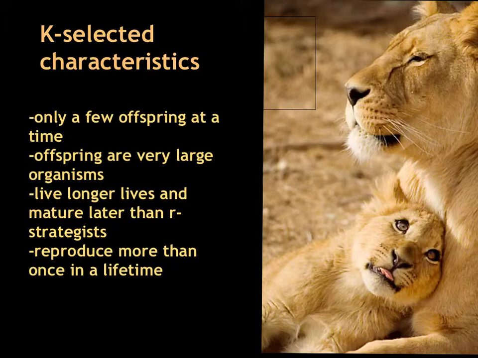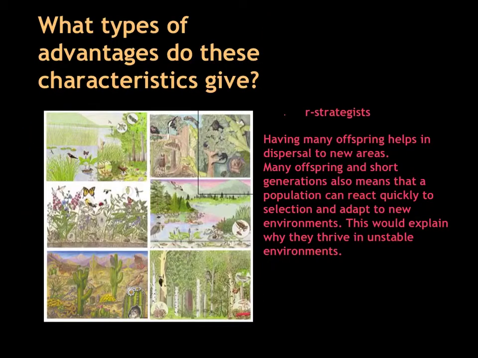K strategists, on the other hand, tend to have fewer offspring, but they devote a lot of energy into not only forming these offspring, but raising them. So they have very long lifespans, but compared to R-selected individuals, they don't reach maturity as quickly in those lifespans. They also reproduce more than once in a lifetime, which means that, say, a female might get pregnant 5 times, as opposed to R-selected individuals, which will probably lay a batch of maybe 100 to 1,000 eggs once or twice.